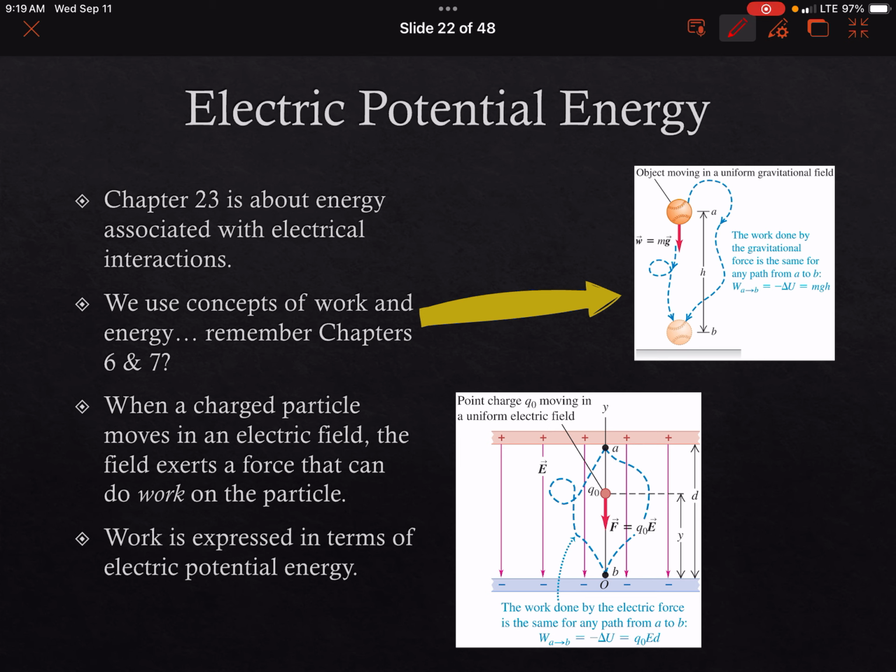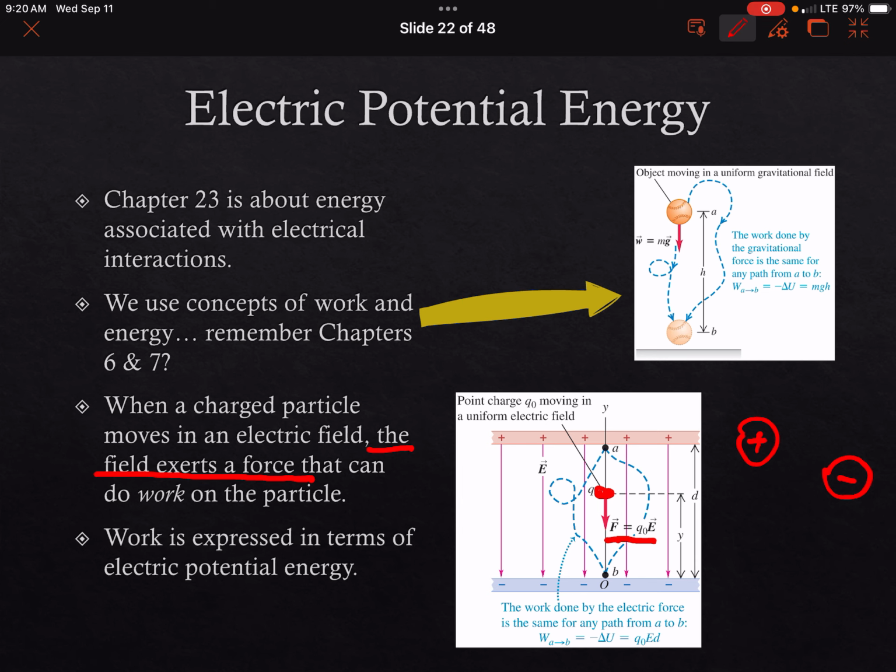So when a charged particle moves in an electric field, the field exerts a force on the particle. And that force is given by F equals QE. That language, the field exerts a force, is an important sentence. The way that we have been talking about force was always charges exerting forces on one another, but we're changing the language now.